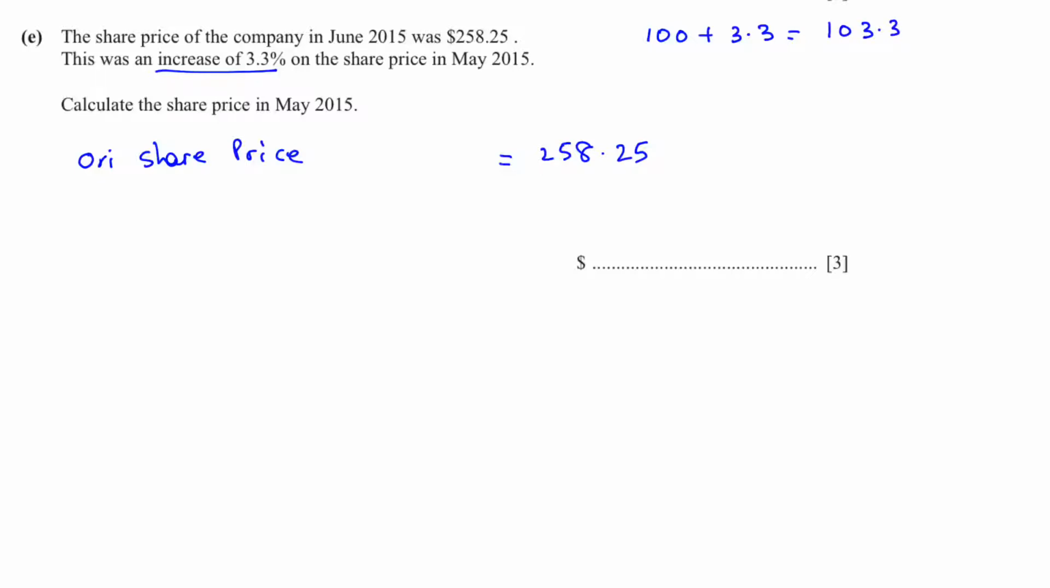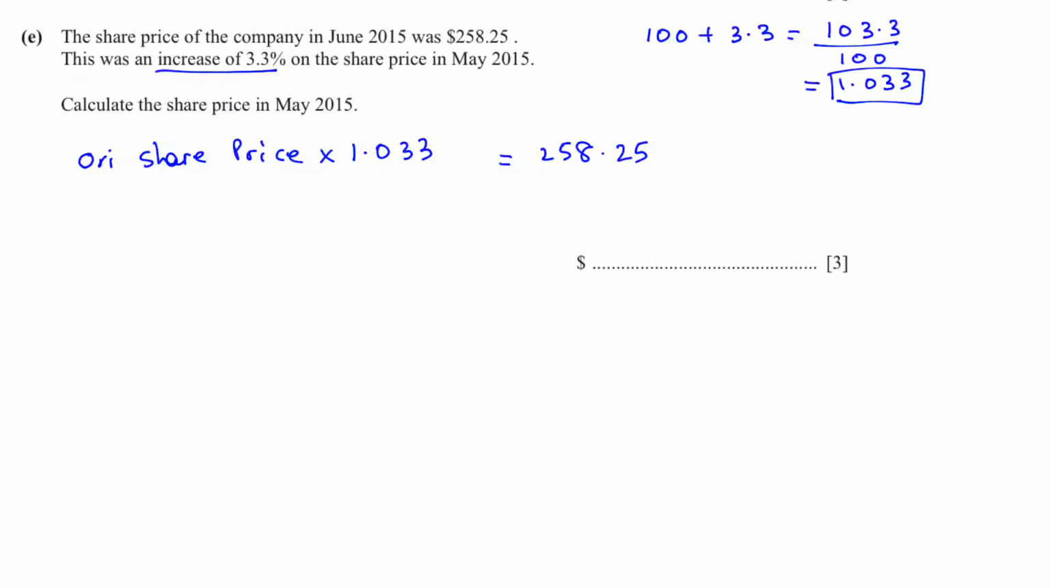In part E, the share price of the company in June 2015 was 258.25. This was an increase of 3.3% on the share price in May 2015. Calculate the share price in May 2015. So you have to find the original price. The original share price, this is what we need to find. The new share price is 258.25. Whenever you have a percentage increase and you want to find the original price, you add it to 100. You will get 103.3 and then you divide it by 100. So 1.033. This is what you will use to multiply your original share price.